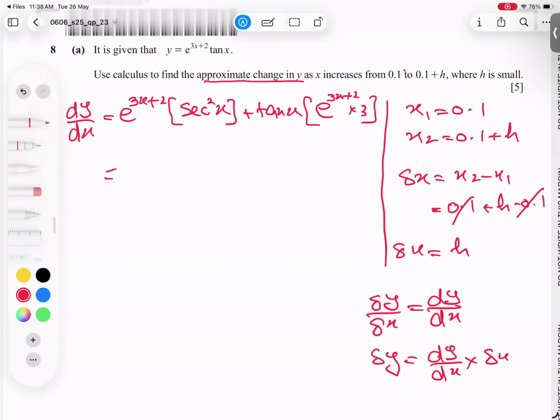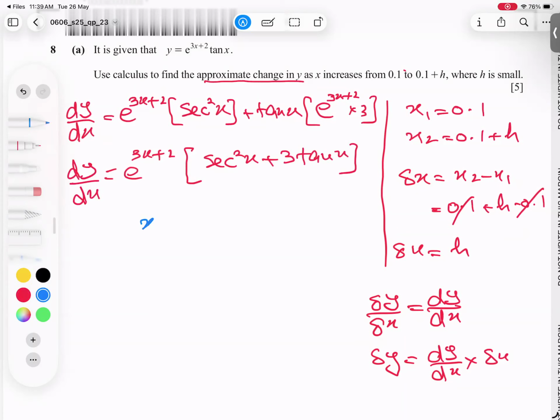So replace every value by 0.1. But first of all, I take common out. 3e to the power this one common, to make the question easier. So this and this are gone. What is left? Secant squared x plus 3 tan x. Now student, this is done. We have to go for substituting. So replace every x by 0.1. So when I replace every value by 0.1, I will get dy over dx. And let me check, I replace it here, here, and here.